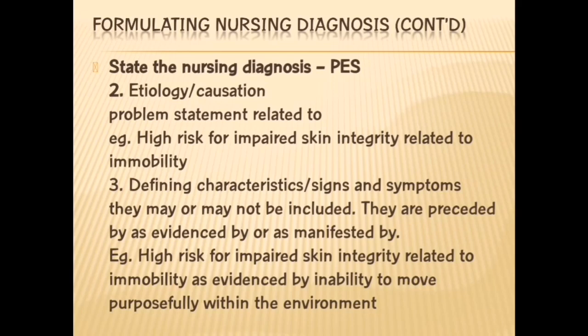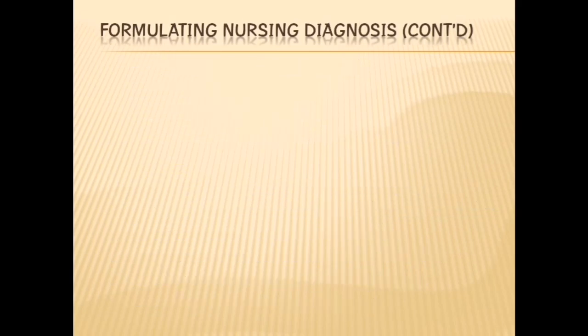Then we have defining characteristics or signs and symptoms, which may or may not be included. They are preceded by "as evidenced by" or "as manifested by." For example, high risk for impaired skin integrity related to immobility as evidenced by inability to move purposefully within the environment.